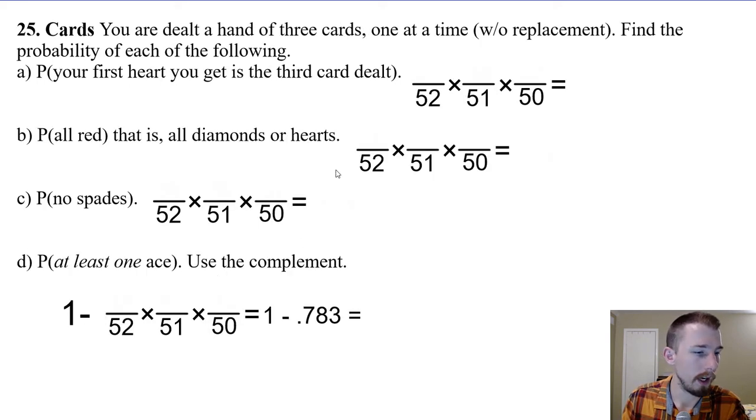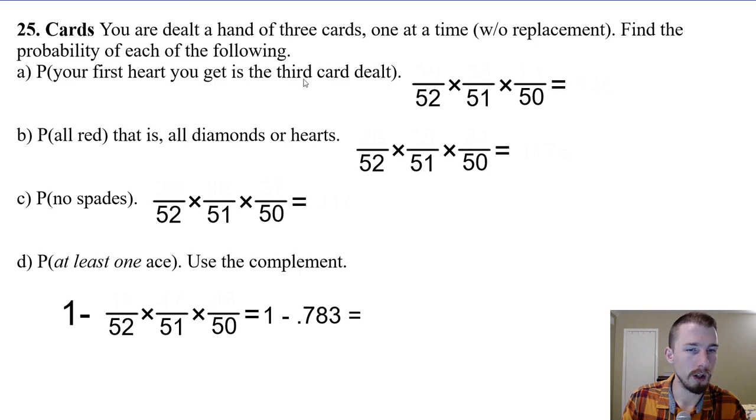All right, 25. I think this might be the last one we're doing. Yeah, last one. Okay, almost there. Kind of a shorter one, and we started a new unit, so good stuff. Our new chapter. You're dealt a hand of 3 cards, one at a time without replacement. Okay, so that means that this is no longer going to be independent, like rolling a die, where one event occurring doesn't change the likelihood of the other. So our denominators are going to change on every one of these. You'll notice that trend, because it's without replacement. All right, find the probability of each of the following.